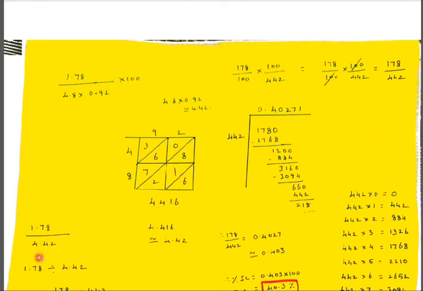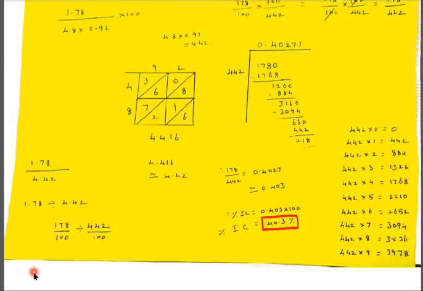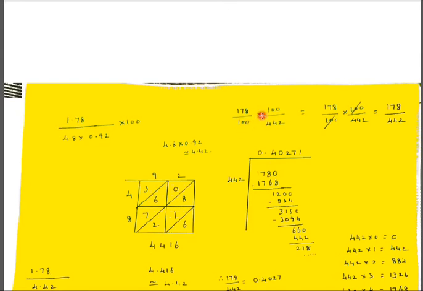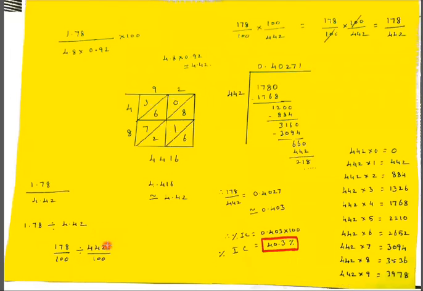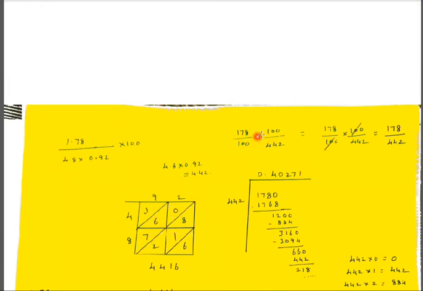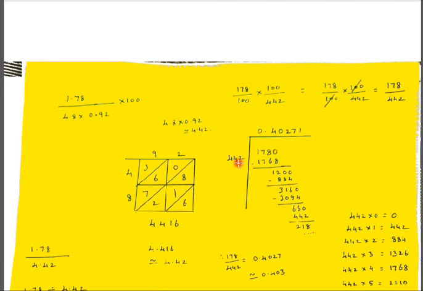Now write 1.78 divided by 4.42. Remove the decimals: 178 by 100 divided by 442 by 100. For division, we write the reciprocal of the divisor, so the 100 goes up and 442 comes down. The 100s cancel, and we get 178 divided by 442.